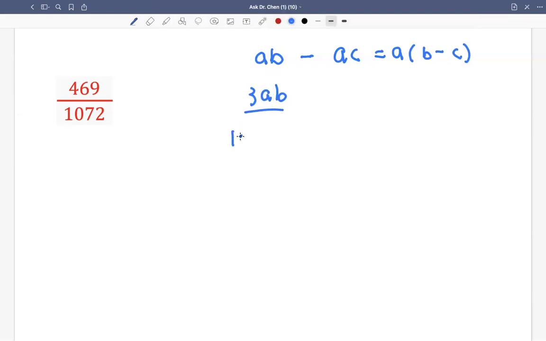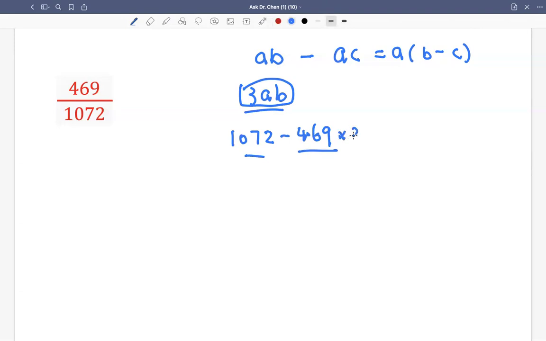So first, let's subtract 1072, subtract 469. Actually, I could apply this one. If these two have a common factor, because the difference is too big, I want to make this number as close to the first number as possible. If I multiply by 3, it's too big, right?